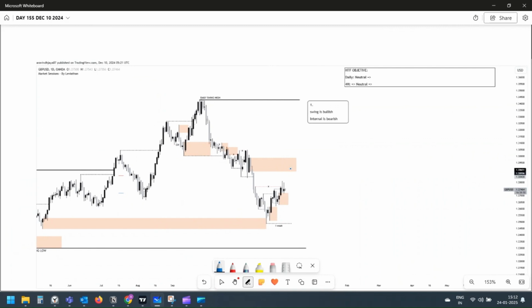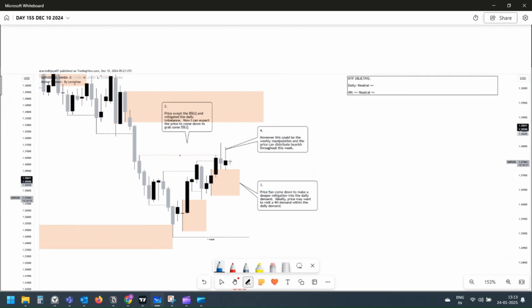In GU, the swing structure is bullish and internal is bearish. This is a weak internal low, and this is a strong internal high. Currently the price is in the swing internal pullback phase, and price has mitigated strong buy side liquidity. Let's zoom in to see some more intricacies of the path. Here you can see the price has mitigated the buy side liquidity, but the demand is still holding. So I can expect the price to mitigate this demand, push up and continue to be bullish till the price mitigates the demand in the supply order flow in the daily. That's why the daily bias is still neutral.